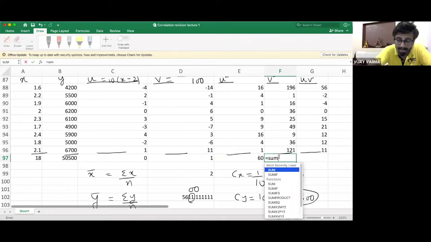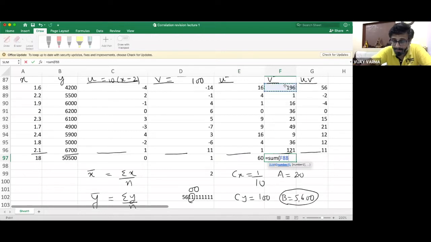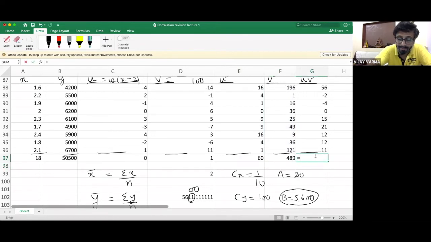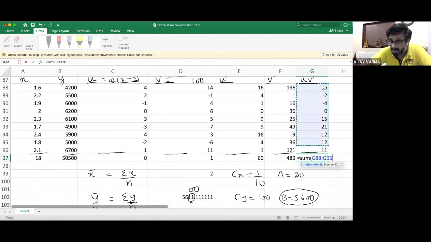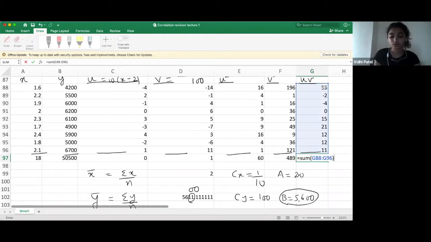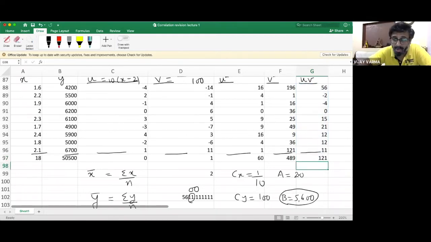489. Just 1 minute. And tell me the total of uv. 12.1. Sorry? Total of uv, sir. How much? 12.1 I got. It cannot be in decimals. It should be 121. You get 121, not 12.1, 121. Okay.